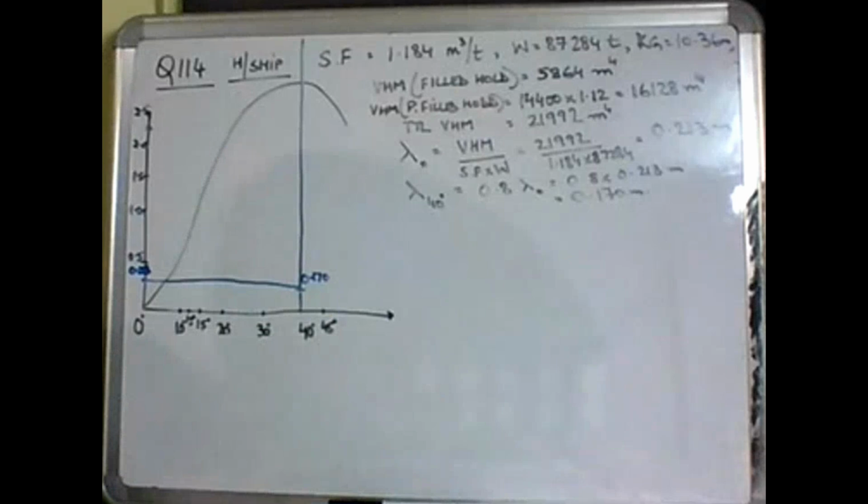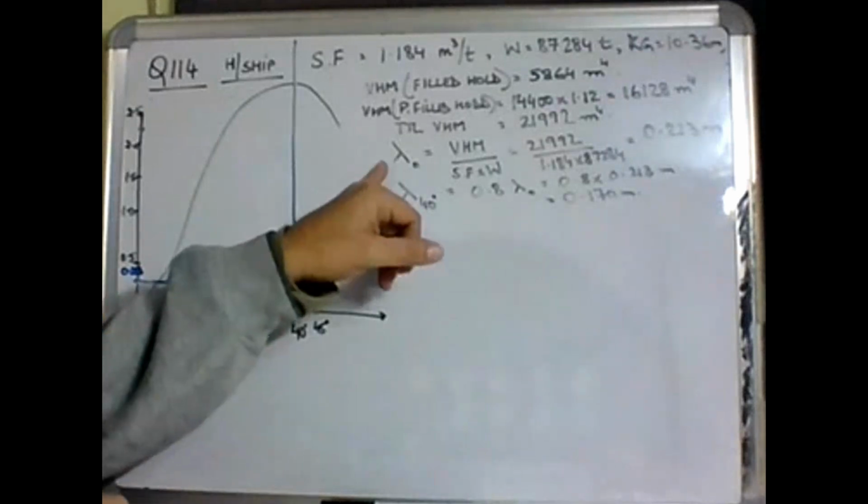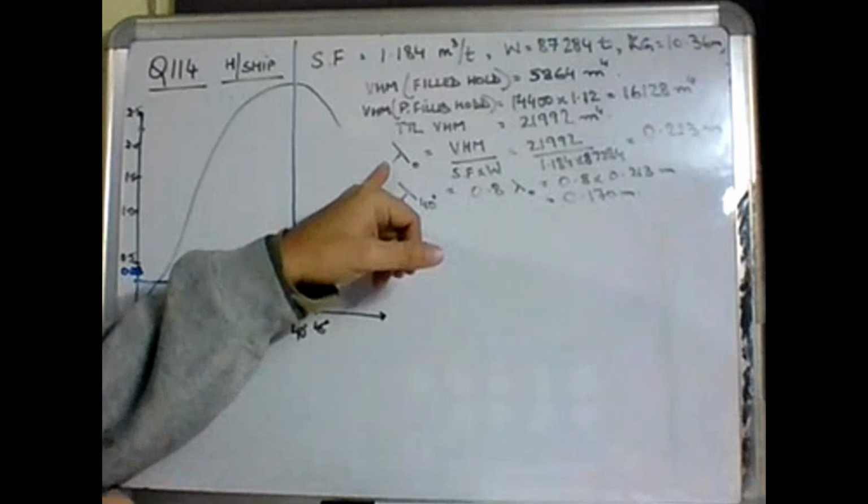Sir, why are we writing this as lambda? We could also have written it as GZ. Sir, lambda did not come anywhere actually. Lambda may not have come, but when you did grain stability, for the grain cargo you would have done the fully filled, the partly filled, and the settling of the grain. So the value of the healing lever is called lambda. Why is it called lambda? It is generally called lambda only.